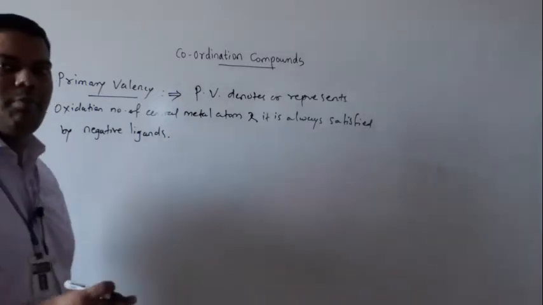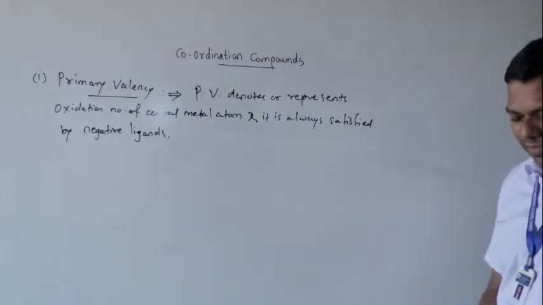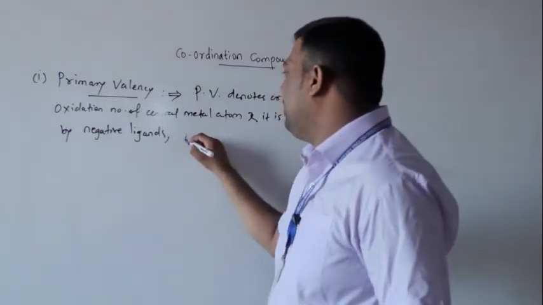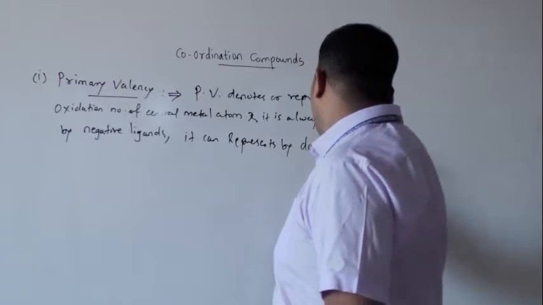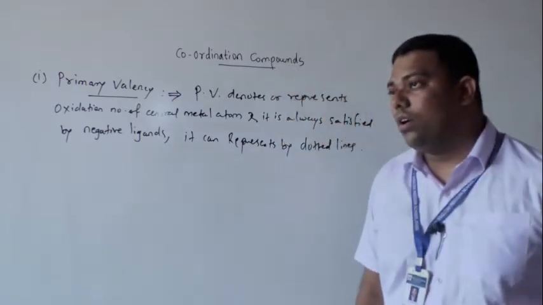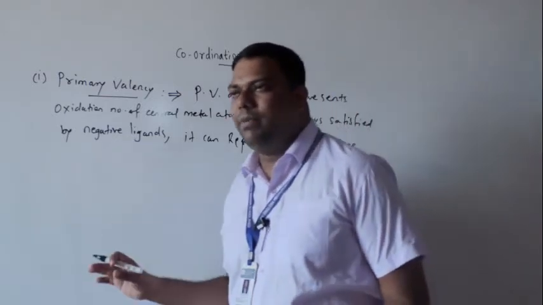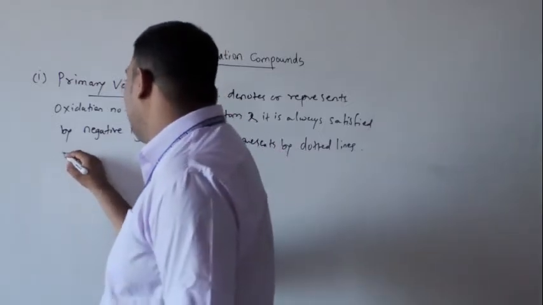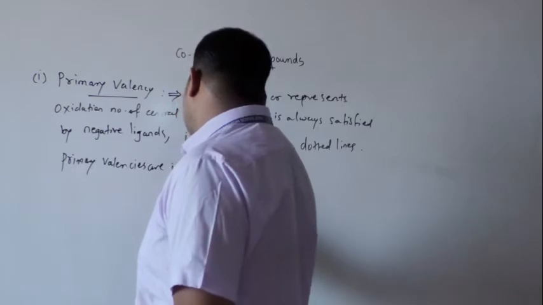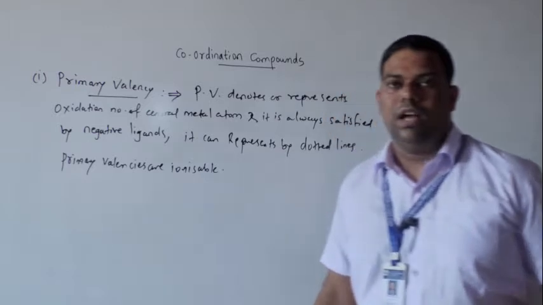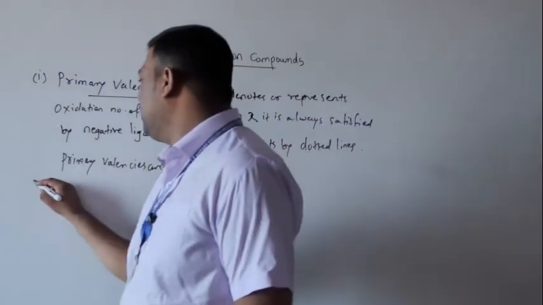And one of the most important parts regarding primary valency is that it can be represented by dotted lines. Now one of the most remarkable statements regarding primary valency is that primary valencies are ionizable. Primary valencies are ionizable.